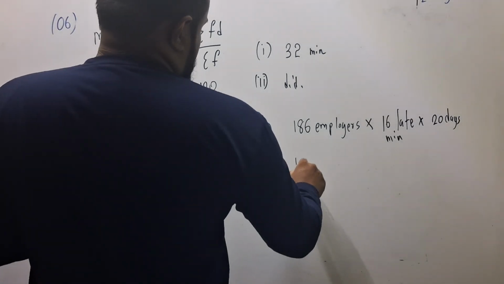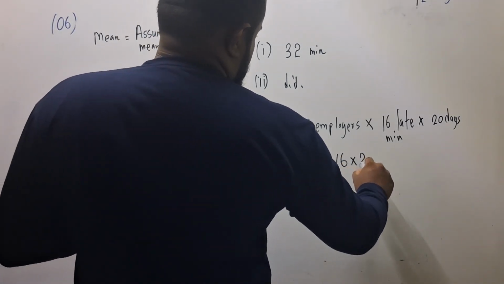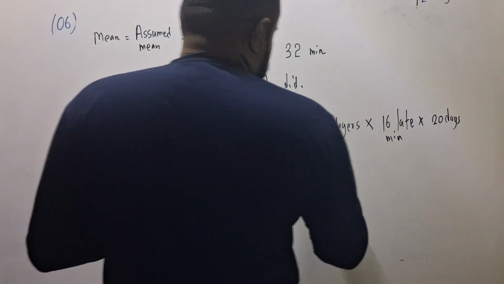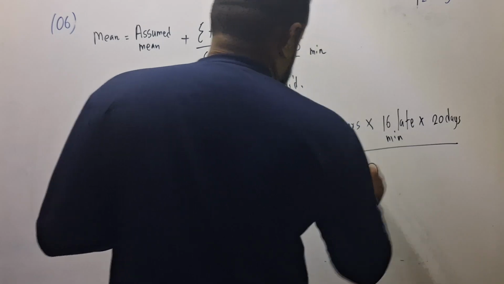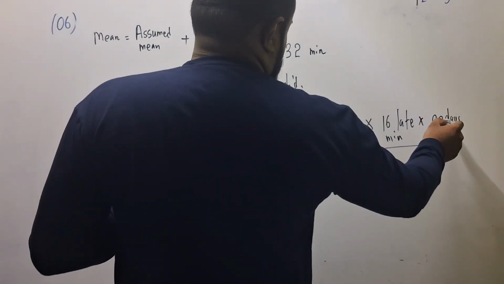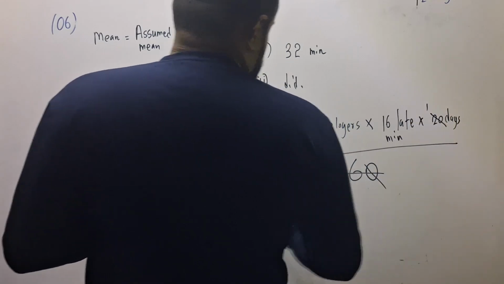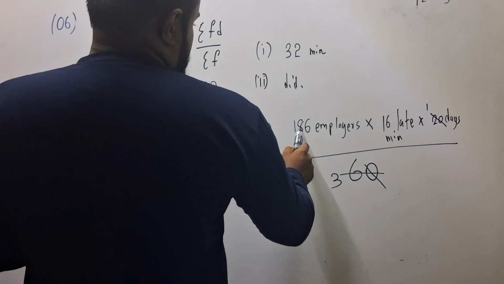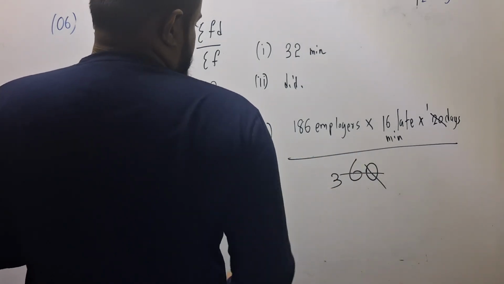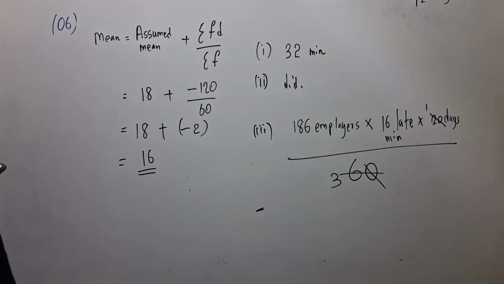That means you have to multiply 186 by 16 by 20 and divide it by 60. Then you can simplify the 0 with 0, or you can simplify 20 and 60 by 20, which leaves 3. So you have to multiply 186 by 16 and divide by 3.